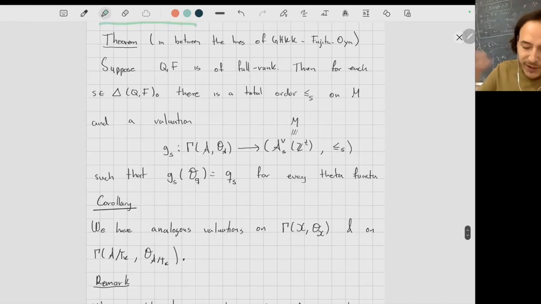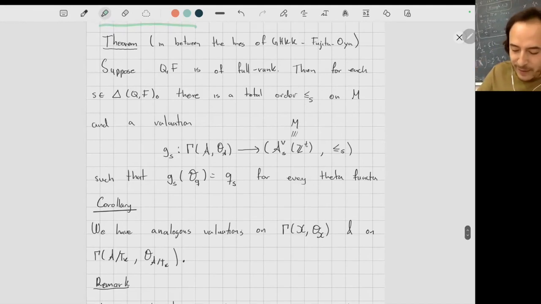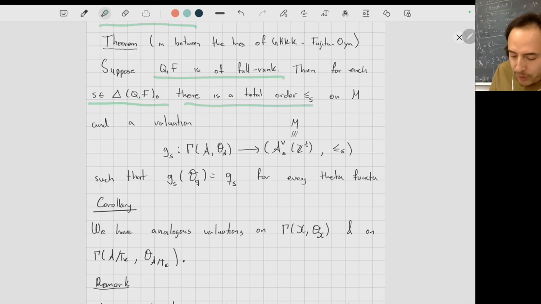There's a theorem that is in between the lines of GHKK, but actually it was stated by Fujita and Oya. If the quiver is full rank, then for every seed there's an order on the lattice M and a valuation on the ring of regular functions of the cluster variety to this lattice with this total order. Moreover, this lattice is identified with the tropical space via this seed S. So the g-vector of a theta function is just the lattice version of that tropical point.